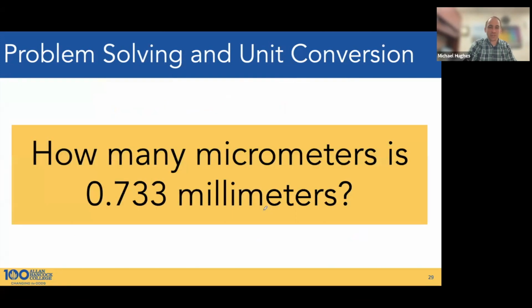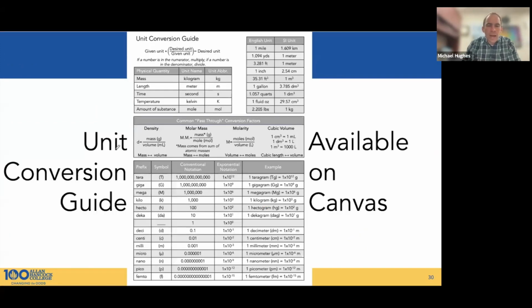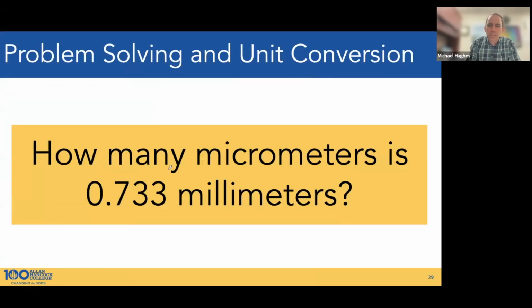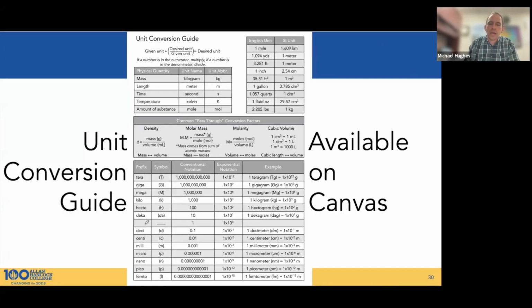All right, let's try another one. How many micrometers is 0.733 millimeters? So here we have millimeters, and we want to go to micrometers. And we know the relationship that there is 1,000 millimeters in 1 meter. And we know underneath it that there's 1,000,000 micrometers in 1 meter, but we don't have a conversion factor that goes from millimeter to micrometer.